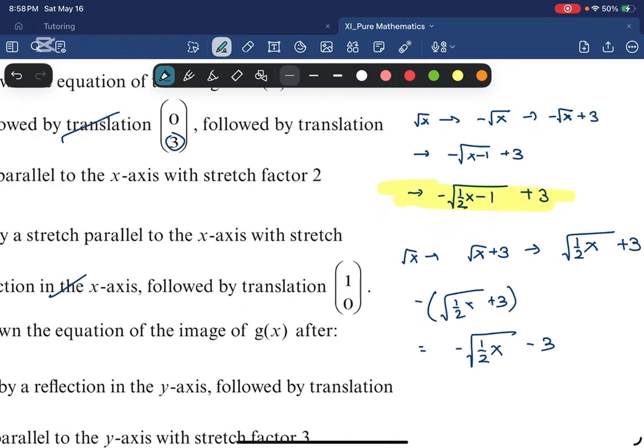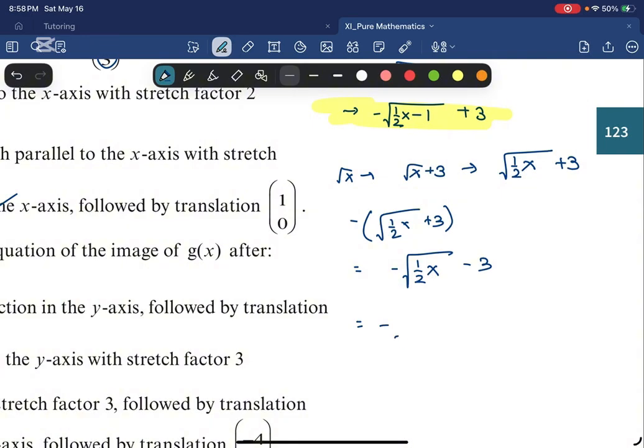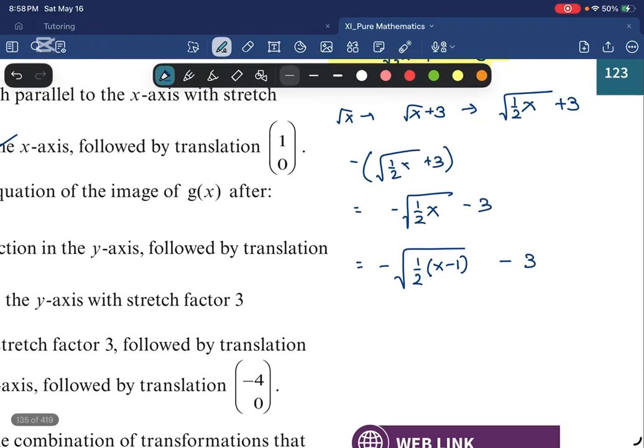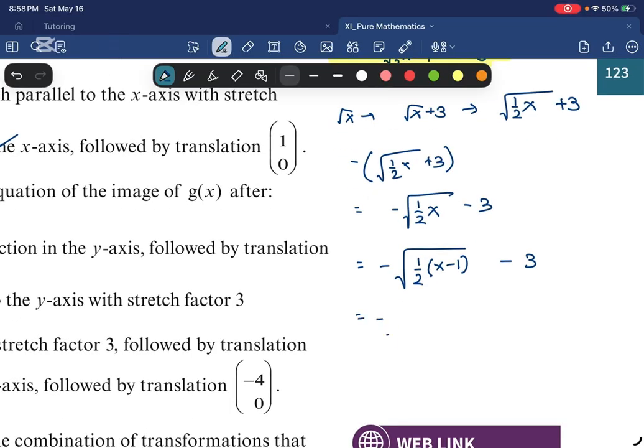Followed by a translation 1, comma 0. So finally you have half. You have to do the translation to x. So x minus 1 minus 3. So you have minus half x minus half minus 3. That is going to be your solution.